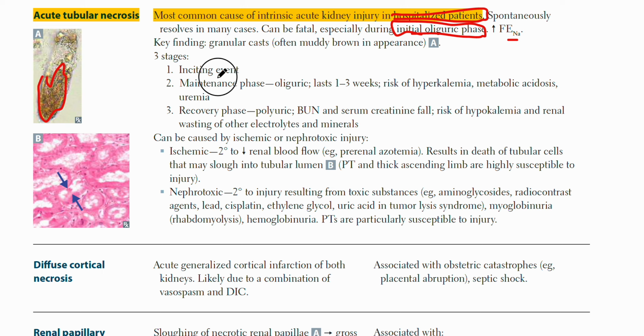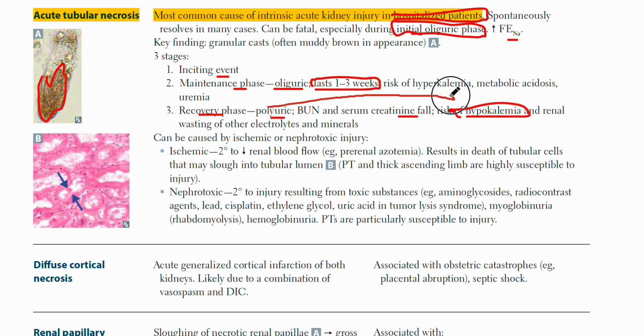So there are 3 stages: the inciting event, then the maintenance phase, which is the oliguric phase. It lasts for 1 to 3 weeks. There is risk of hyperkalemia, metabolic acidosis, and uremia. The third phase is the recovery phase, which is polyuric. BUN and serum creatinine fall in this case. Risk of hypokalemia is there, and also because it is a polyuric case, renal wasting of other electrolytes and minerals can occur.